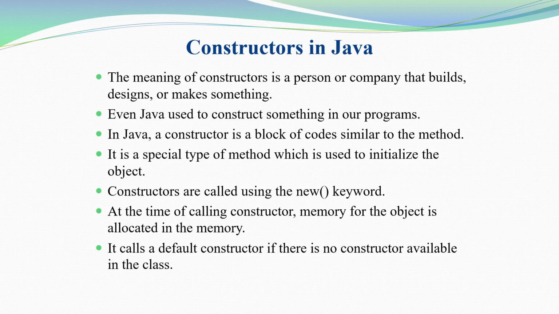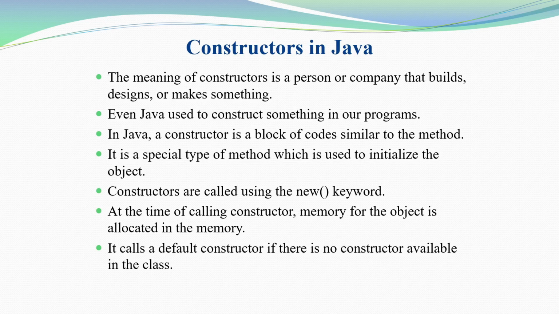A constructor in Java is a special method that is used to initialize objects, and a constructor is called when an instance of a class is created. Hope you got it. A constructor is called when an instance of a class is created using the new keyword. At the time of calling the constructor, memory for the object is allocated. When the constructor is called with the new keyword, the memory for that particular object is allocated in the memory.